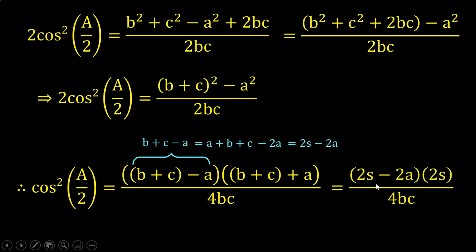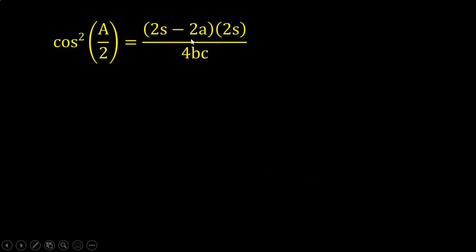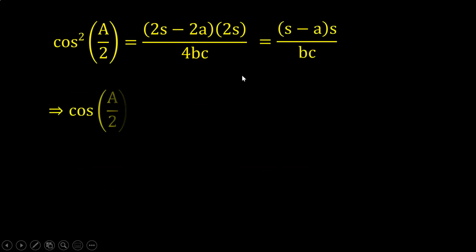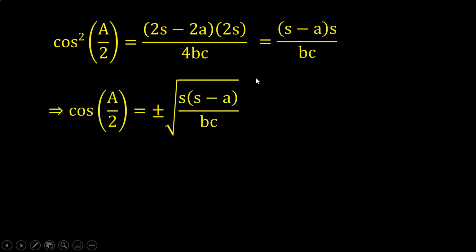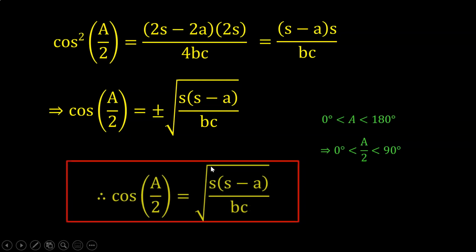Therefore this is equal to 2s minus 2a into 2s divided by 4bc. Now this 2 into 2 will be 4, that will get cancelled. Again we have cos A by 2 is equal to plus or minus root over s into s minus a upon bc. Again angle A lies between 0 and 180, so A by 2 is a first quadrant angle, so cos theta must be a positive quantity. Therefore cos A by 2 is equal to root over s into s minus a upon bc.